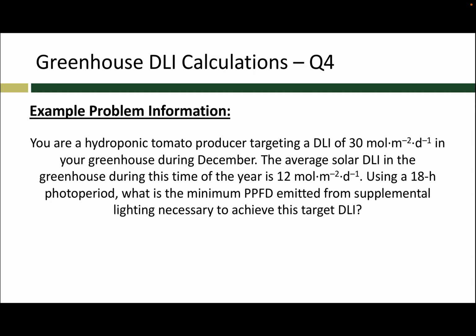So in this case, what we first want to start with is, if our target is 30 moles per meter squared per day, and our average solar DLI is only contributing 12 moles per meter squared per day, that leaves us with an 18 mole per meter squared per day deficit that we now need to make up. And so using this information of 18 moles and an 18-hour photo period, we can now solve for PPFD just like we did on the previous example.